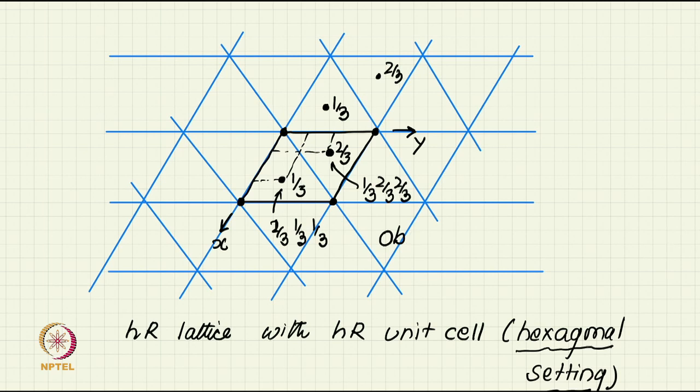Lot of jargon, lot of terminology to confuse you. But that is the obverse setting. We could choose our x and y axes differently, rotated by 60 degrees, so to say. So, let me highlight this red unit cell.